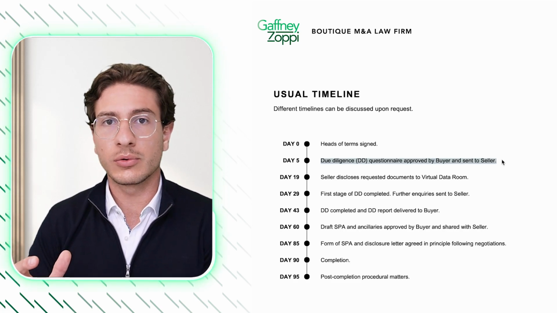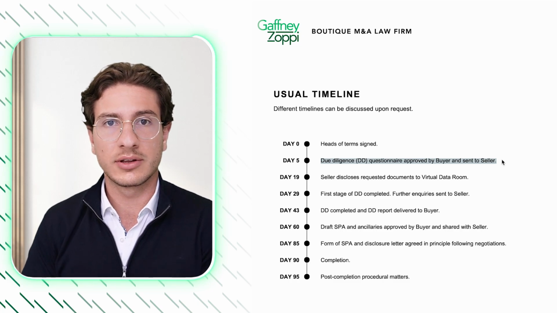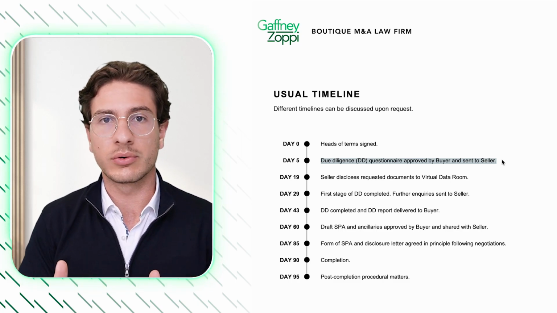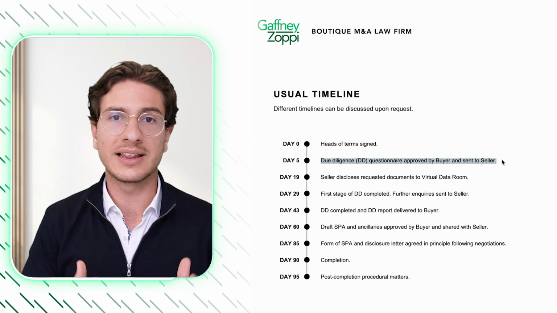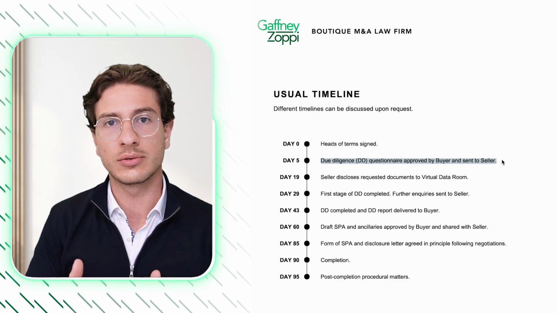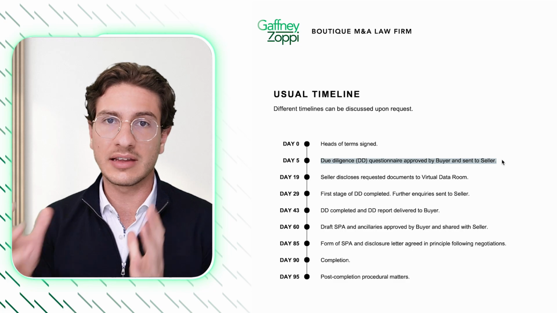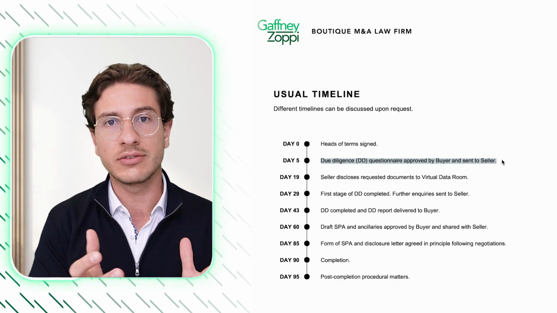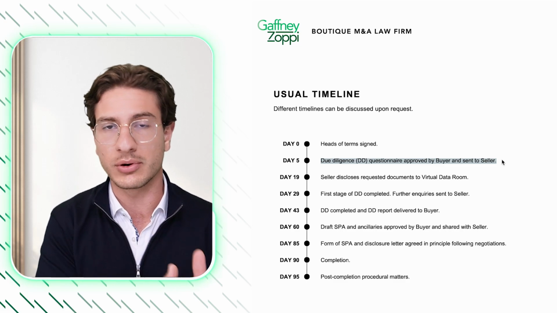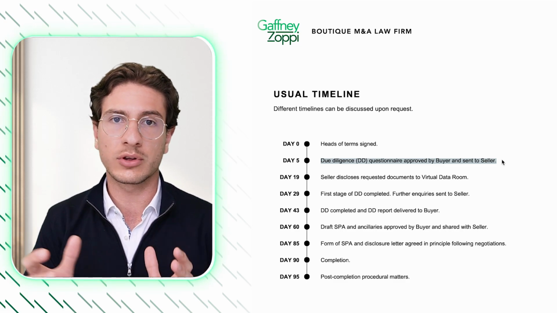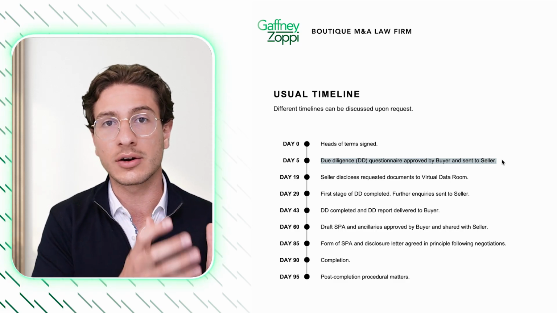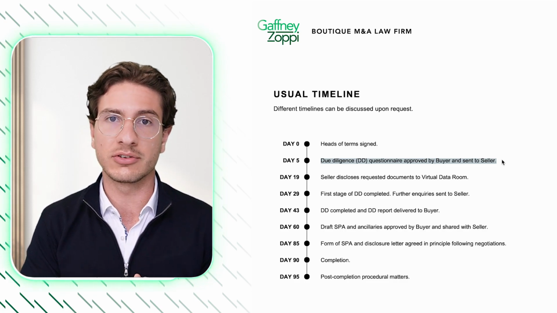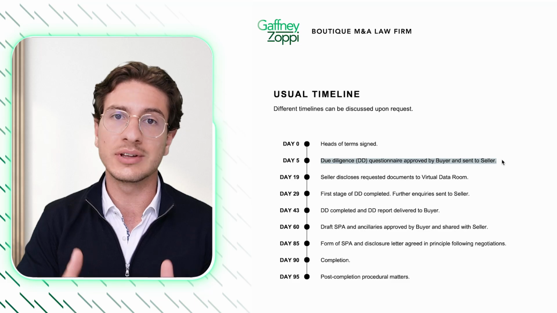The buyer will create a list of questions they will want to send to the seller's solicitors. The buyer or the buyer's solicitors will create a list of questions to be sent to the seller's solicitors, and then the sellers will compile the relevant documentation to evidence the answers to the questions that the buyer has posed and upload those documents to what is called a virtual data room, where the seller uploads information, the buyer accesses that information, and conducts due diligence on the target business.